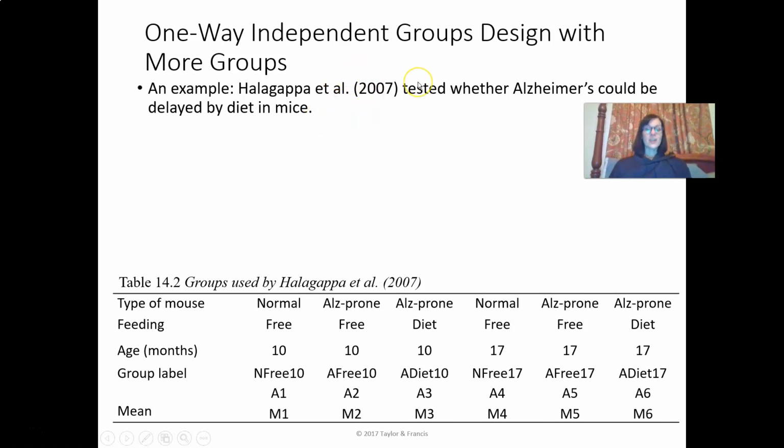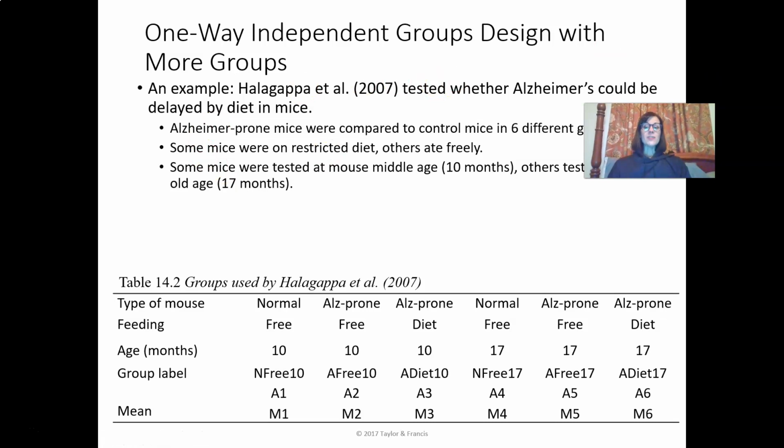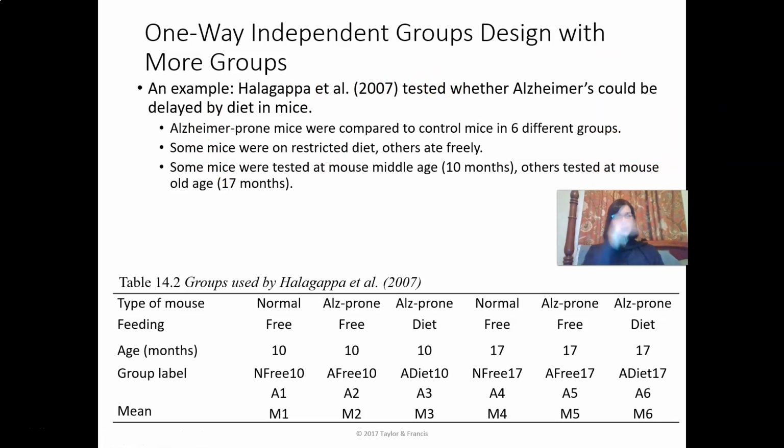So Halagappa and colleagues looked at whether or not Alzheimer's could be delayed by restricting diet. We've got Alzheimer's prone mice. These mice have a gene. They will develop dementia at some point. Rather, it won't look like Alzheimer's in them, but they will have neural degeneration that looks very much like Alzheimer's. They were compared to control mice in 6 different groups. Here we have our normal mouse. Here we have our Alzheimer's type mouse. Some of the mice were on a restricted diet. Others ended up eating freely.